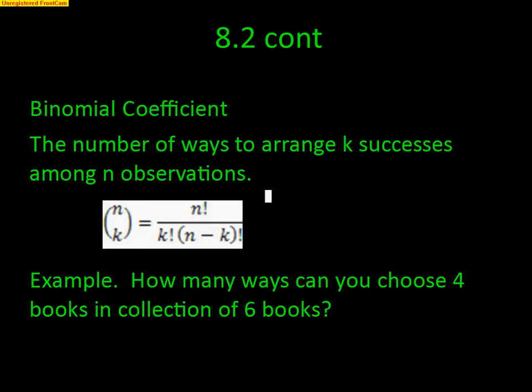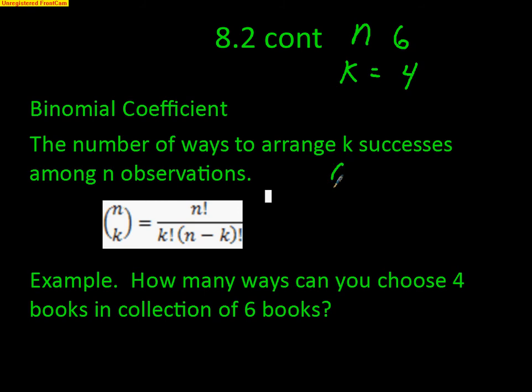Let's go on. Here's a binomial coefficient. We need to know this because it's convenient, and for another thing, it appears in the AP test a lot. The example here is, how many ways can we choose 4 books in a collection of 6? If we're going to use this formula, or any formula, we first need to make our shopping list. So we have n and k. k is the number of successes, which is 4, and n is my sample size.